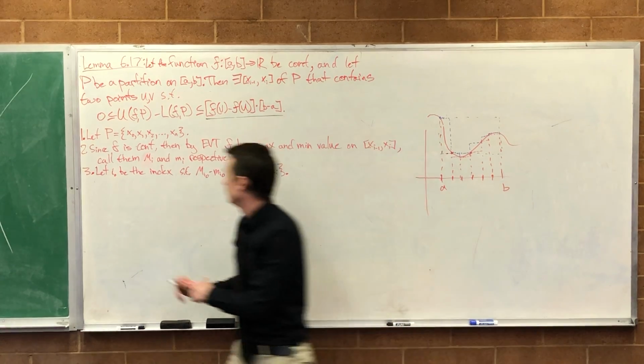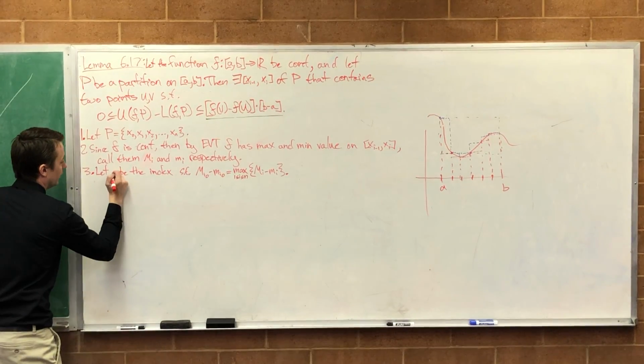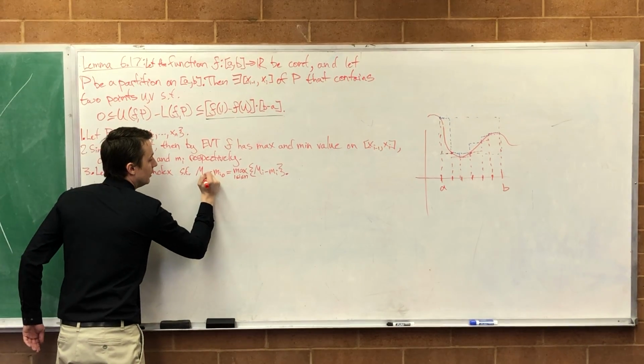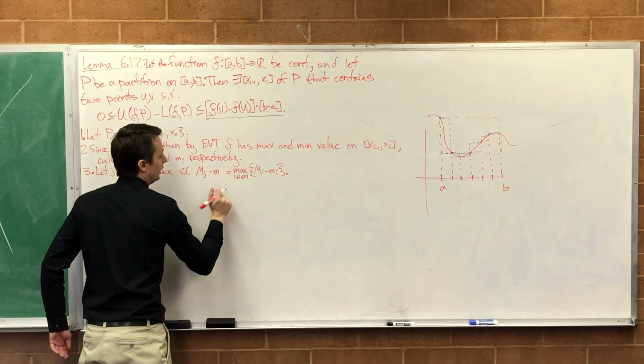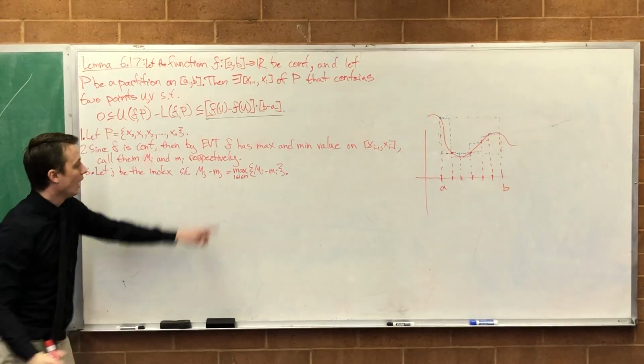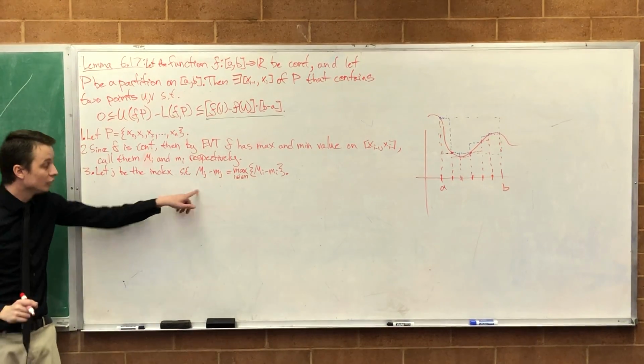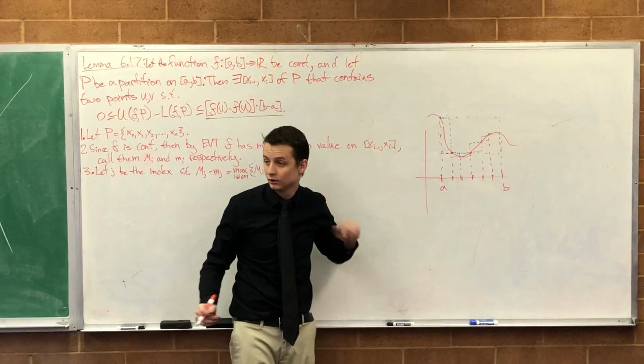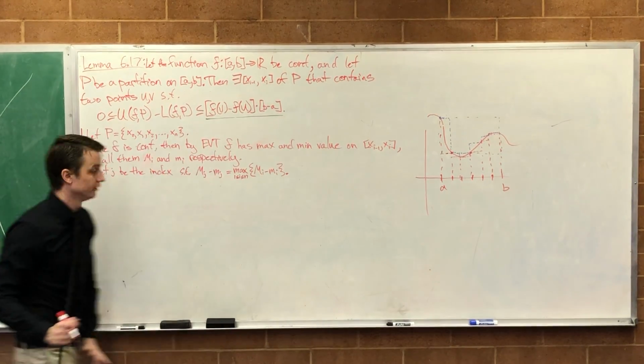He's just using I naught. Maybe we should just say j rather than I naught. Let j be the index such that M sub j minus m sub j is the max. So now I is an iterating index that goes over, and j is a particular index. It's one and only one index. In this picture over here, it's 1. Okay, is that clear now?